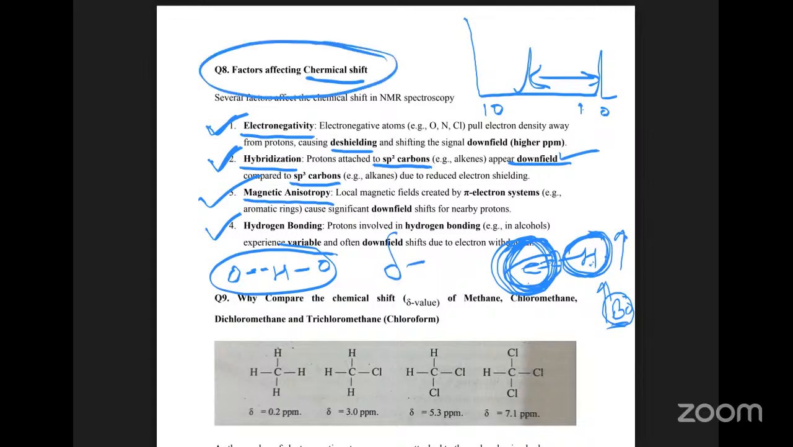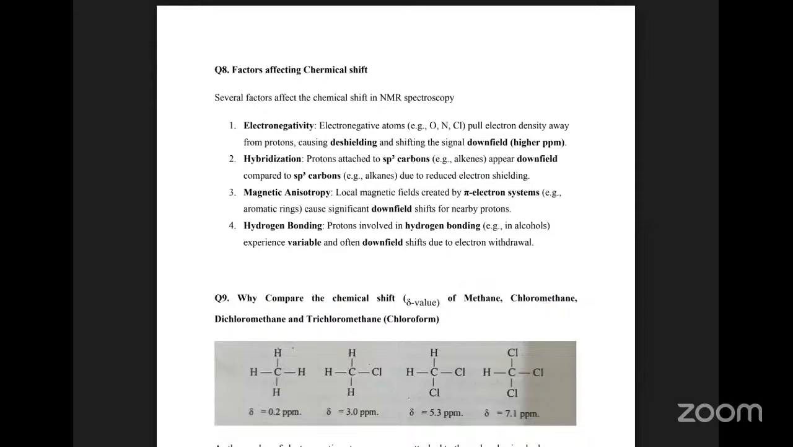There are four factors: electronegativity, hybridization, magnetic anisotropy, hydrogen bonding. So these are the four factors which affect the chemical shift value. That means they increase the chemical shift value in all. There is one example, that is magnetic anisotropy. In the case of hybridization also, sp hybridized acetylene will have a lower del value because of some orientation. We will see that later on. So this is all about the factors affecting the chemical shift value.